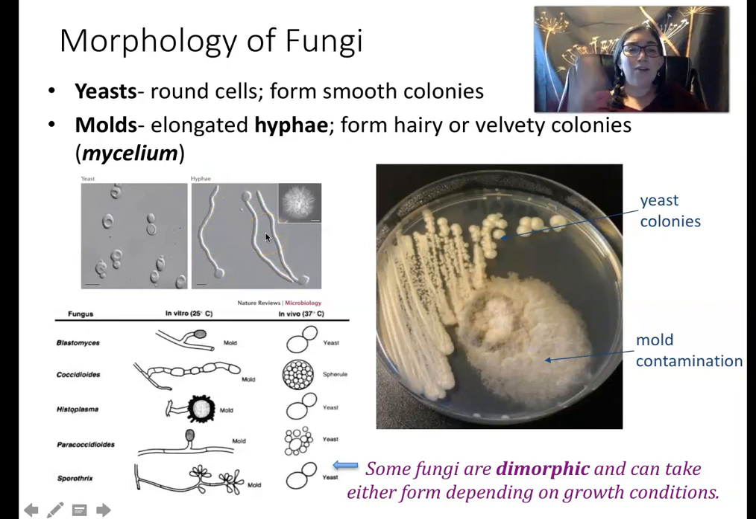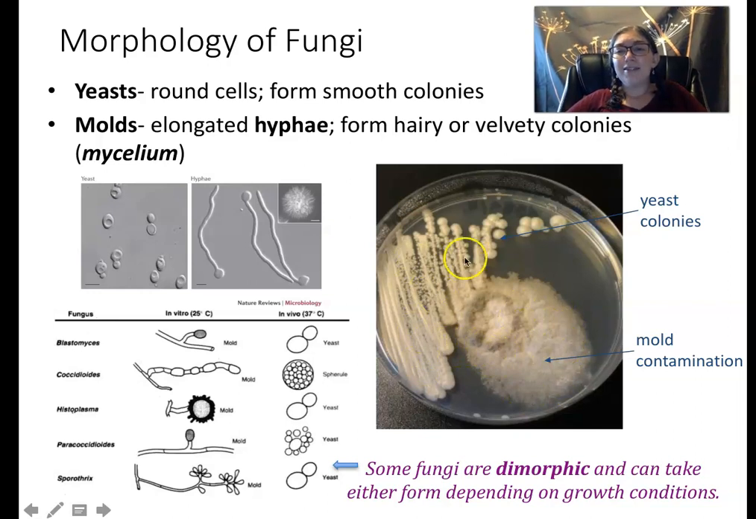Some can only grow as yeasts. So Saccharomyces cerevisiae, which is baker's yeast, which you use to make bread, only grows in the yeast form. But some fungi can grow as yeast under one condition, like at 37 degrees Celsius, and can grow as molds, as fuzzy hyphae, at 25 degrees Celsius. This list down here shows you some different fungi that grow at cooler temperatures, like room temperature, in the mold form, and then at warmer temperatures in a yeast form. And on this plate here, it's showing you two different types of fungi, one that grows as a yeast at this temperature and one that grows as a mold.